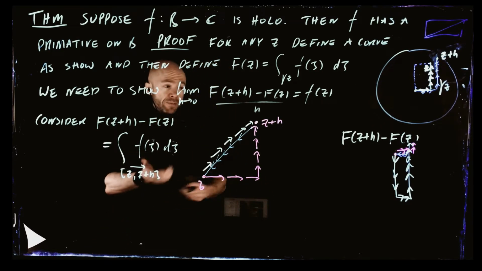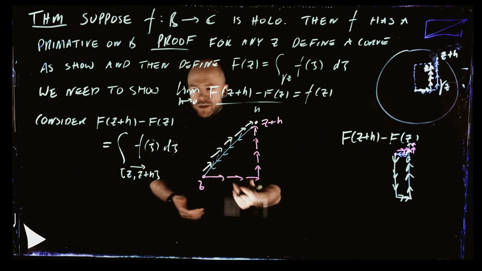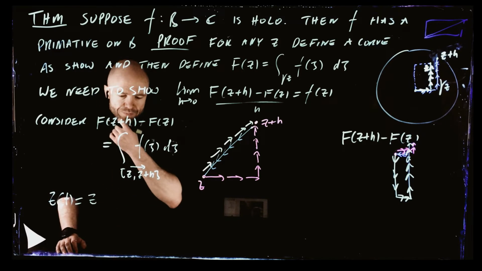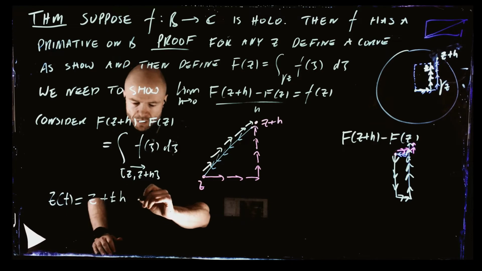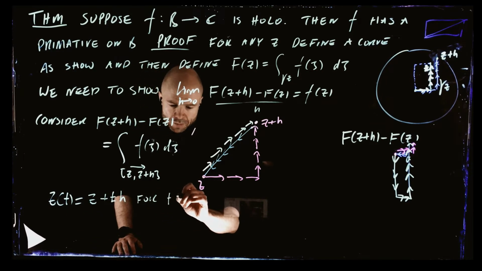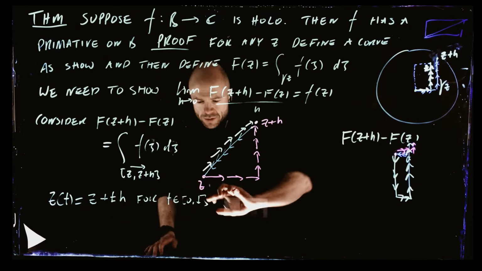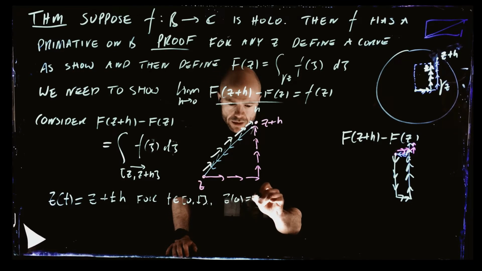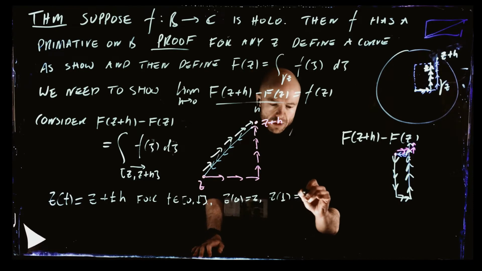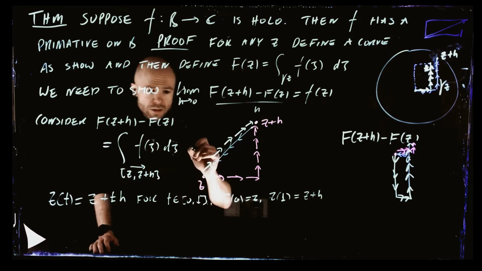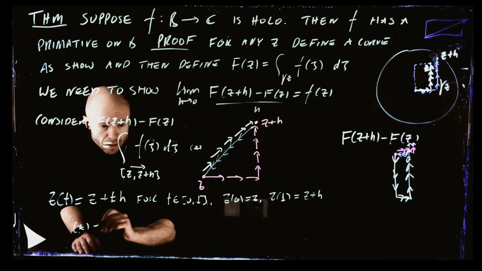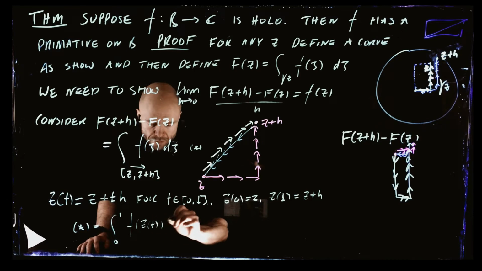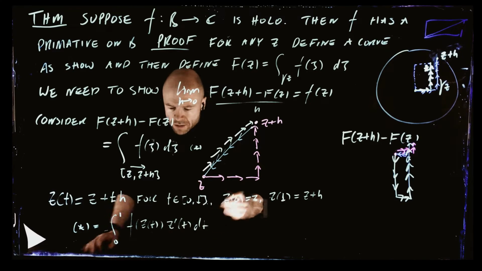Cool. All right. And this thing is an easy thing to calculate because we can just put a parameterization for this little line segment here. So let's say z of t is equal to z plus t times h for t belonging to [0, 1]. So z of 0 is equal to z, and z of 1 is equal to z plus h. And so this thing, let's call this thing star. So star, we're going to write out this parameterization, is equal to the integral from 0 to 1, f of z of t, z prime of t dt, and let's see what that is.